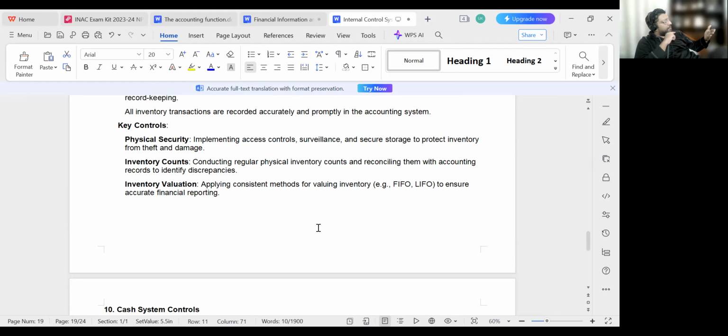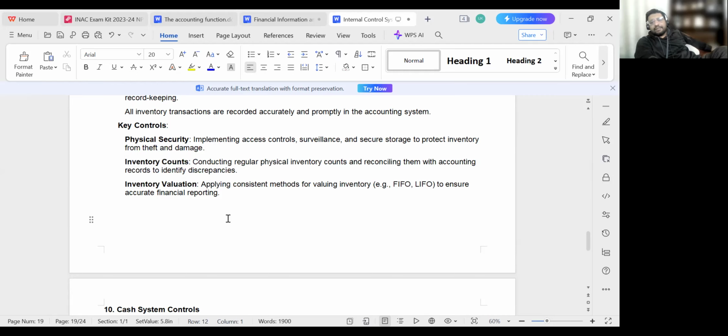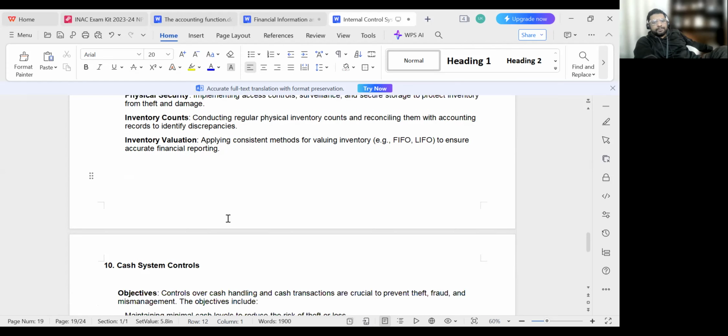Okay. Let's say my information system is saying that I have 15 kg of a certain material. So I would go and weigh that material and see whether actually it is 15 kg or is it more or less. That's inventory counts. Then we have inventory valuation. So applying consistent methods for valuing inventory, like FIFO, LIFO. So you are valuing the inventory properly, I mean, using the standards.